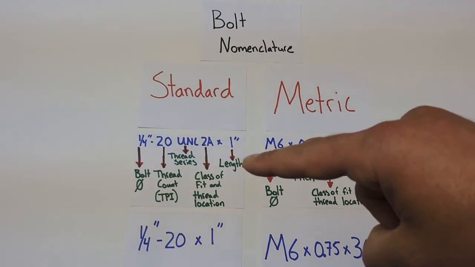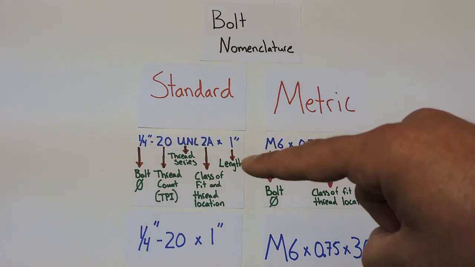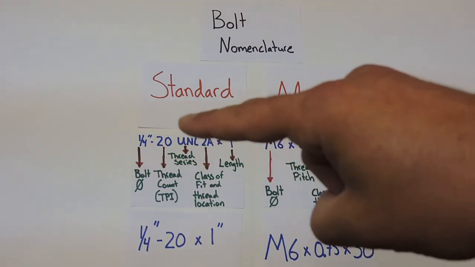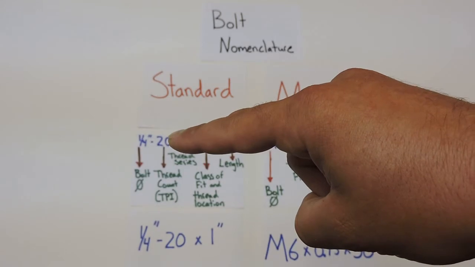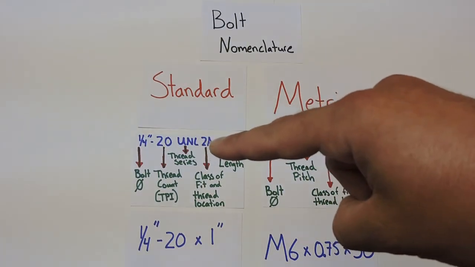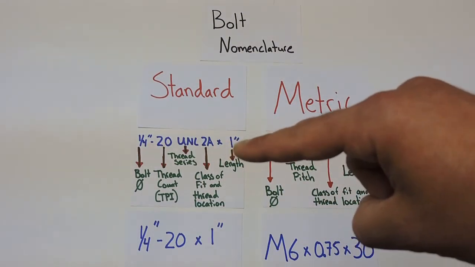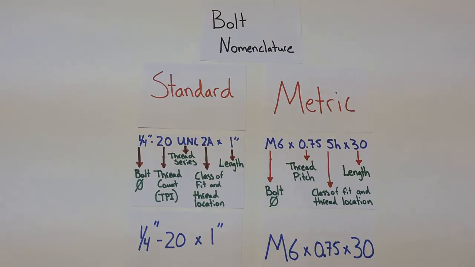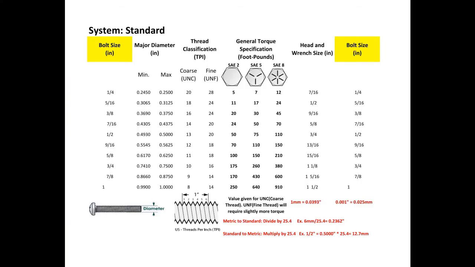Here is the formal designation of a standard size bolt. You have 1/4 inch, -20, UNC 2A by 1 inch. The 1/4 inch stands for the bolt diameter, or bolt size, or nominal diameter. This just means this is the ideal size of the bolt. For example, 1/4 inch, 3/8 inch, 6 millimeter, 8 millimeter, etc.